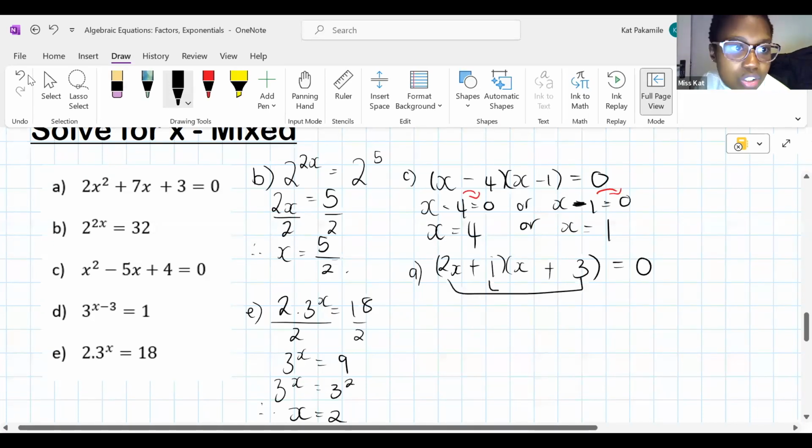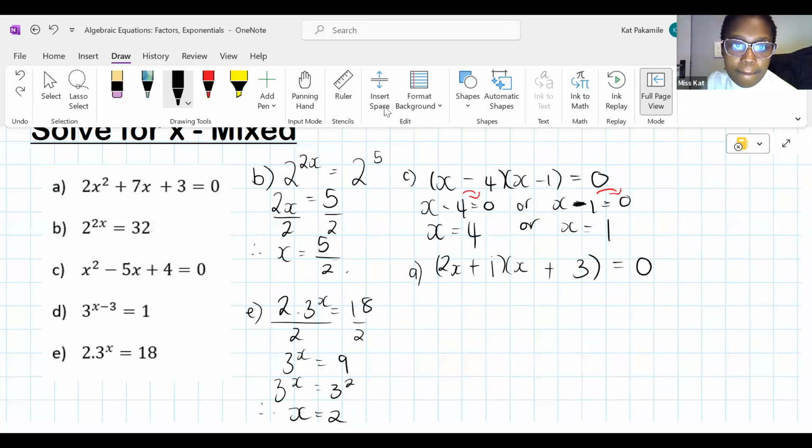Let's go on. How do we finish this off? And then, ma'am, we're going to split the 2 brackets. So we're going to have 2x plus 1 equals 0, or x plus 3 equals 0. Okay, so therefore x is? Ma'am, 2x is equal to negative 1, and then x is equal to negative 3.